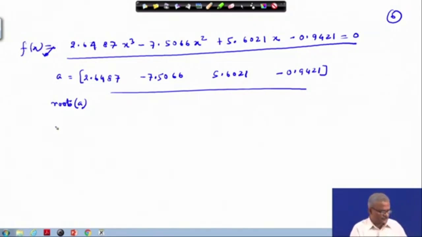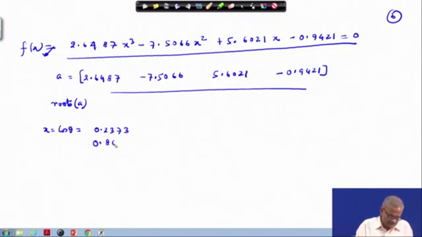So, these roots turn out to be x equal to cos theta, equal to 0.2373 and 0.8659 and 1.73. This is 0.8 or 6.8 or 0.8, but if you give this command, you get this result. This is 0.8 only it seems.